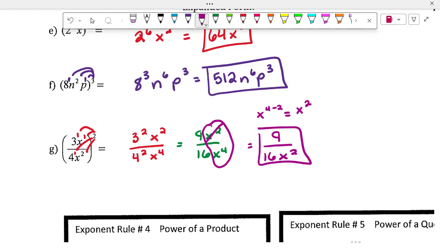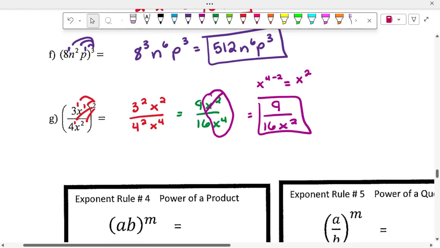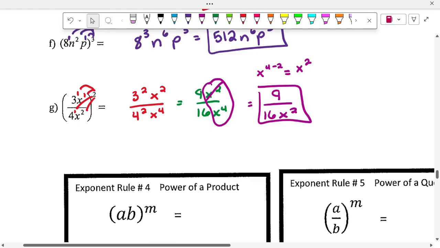So guys, when I say I want it simplified, I want it fully simplified. If they throw in another rule and you see that there's another rule that you can do, do it. So basically you keep going until there's nothing else you can do.